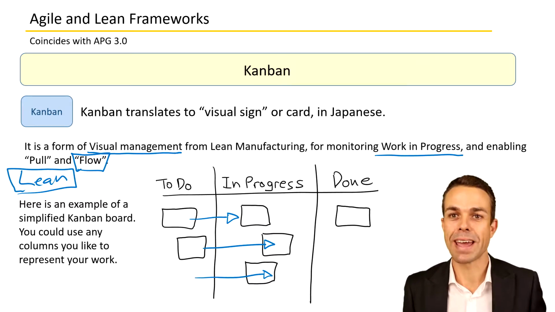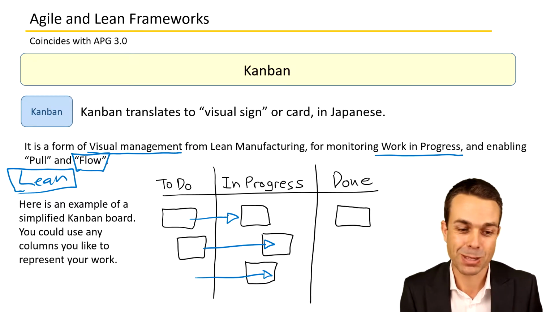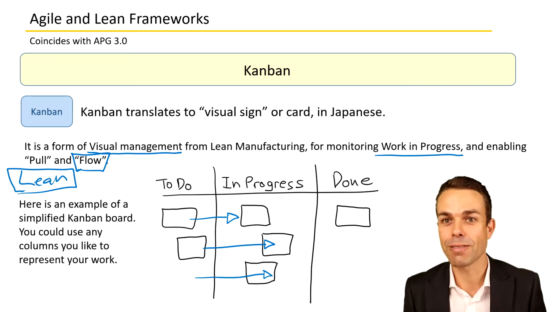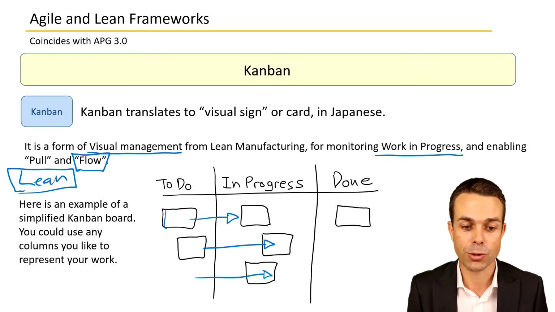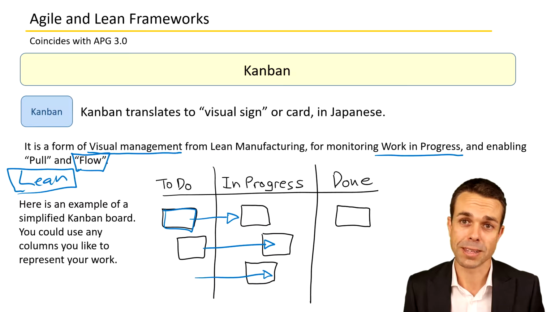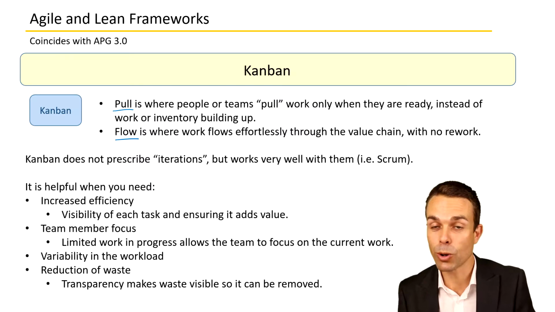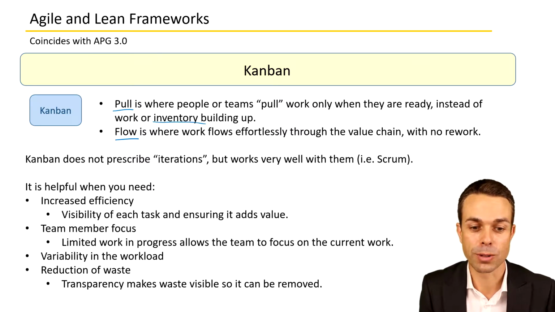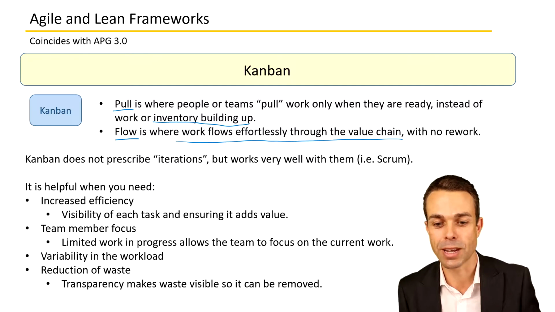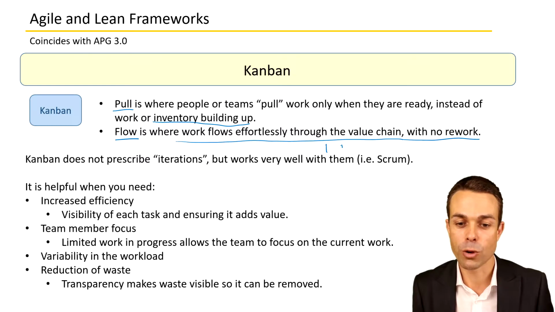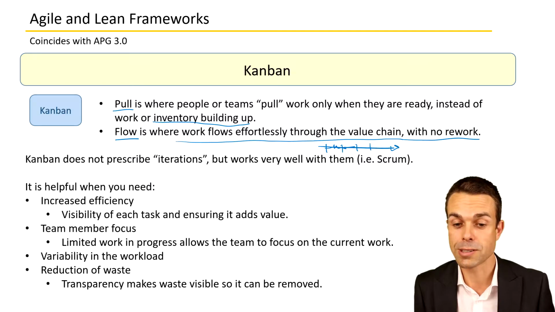A Kanban board really helps this from a lean manufacturing perspective, and now from an agile perspective, because you can see all of that work and it's very visual. It's a method of visual management, so you can see where something is up to and whether something is blocked or needs help. Here we've got those examples of pull and flow as well. Pull is where your teams pull the work only when they are ready, instead of work or inventory building up. Flow is where work flows effortlessly through the value chain with no rework and no blockages, instead of getting stuck.